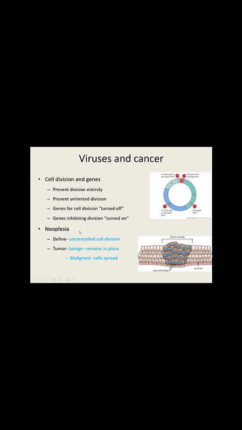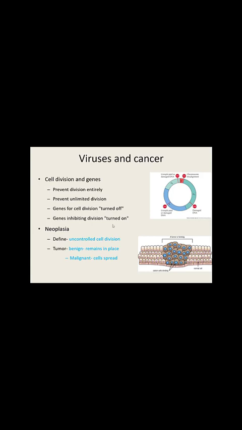Nothing's telling the cells to stop dividing, and they're going to divide uncontrolled. They're going to divide quickly, erratically, and not correctly, and you end up with this growth of abnormal cells. Now, when you have growths of abnormal cells, you have a tumor.